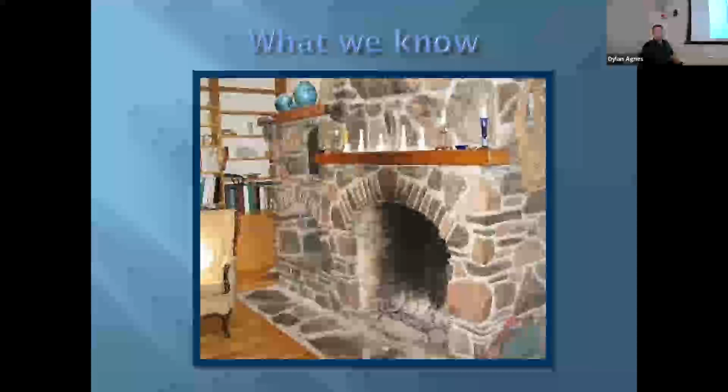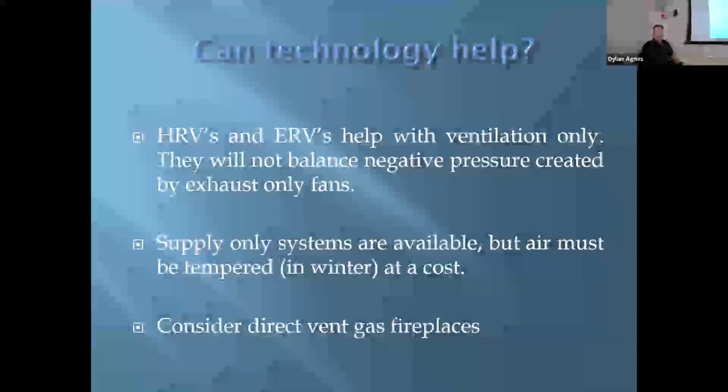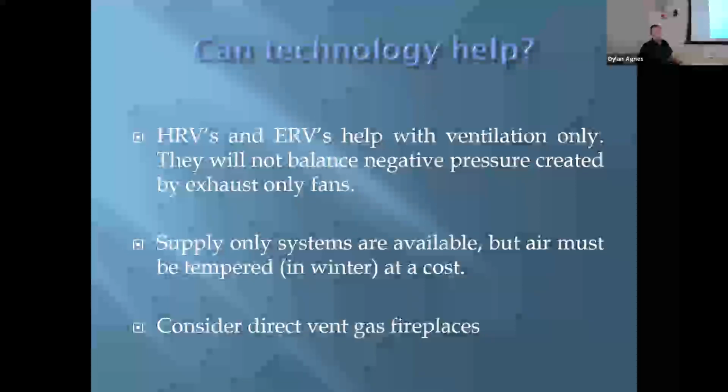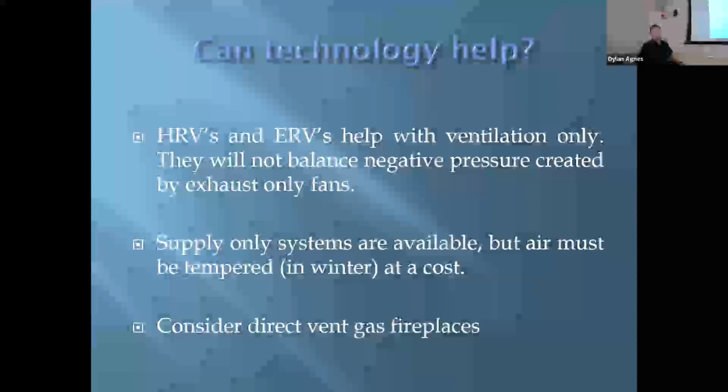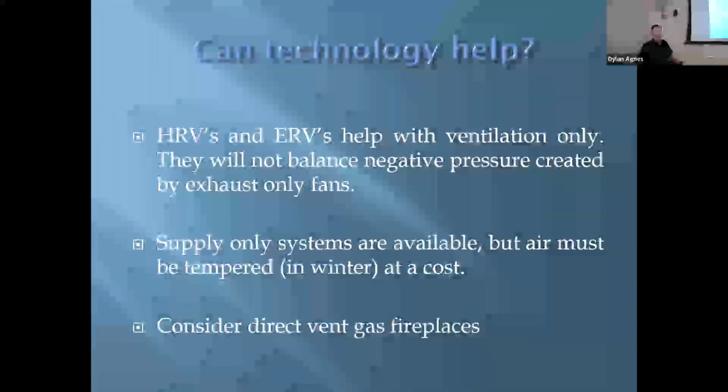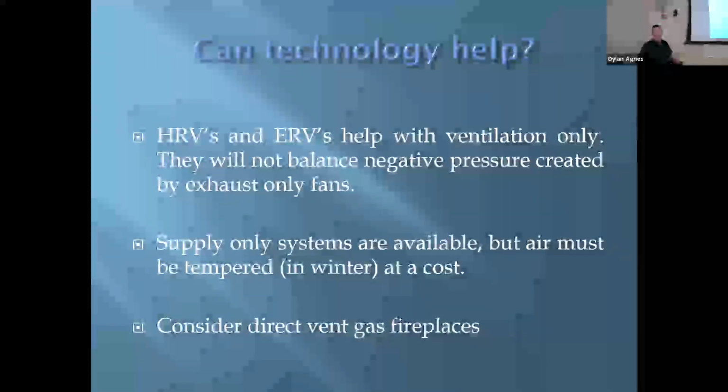So what do we know at this point? We do know that HRVs and ERVs are really helpful with ventilation, but they don't balance negative pressure. That's not their intended purpose. They're X amount of air out, X amount of air in, and so they don't balance. If we're already negative, we have to look at it some other way.